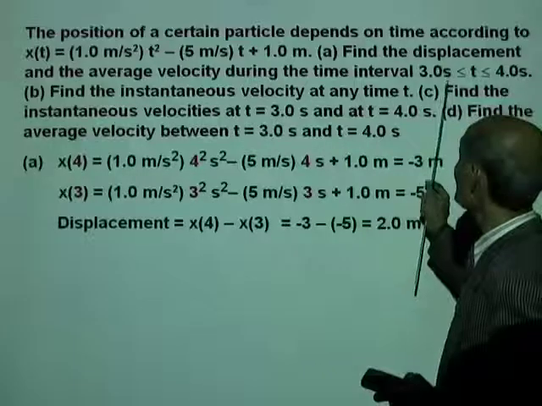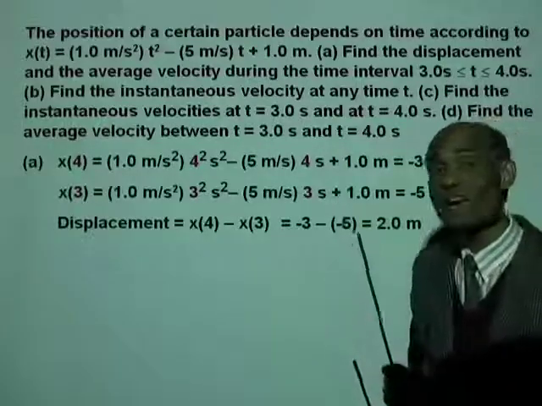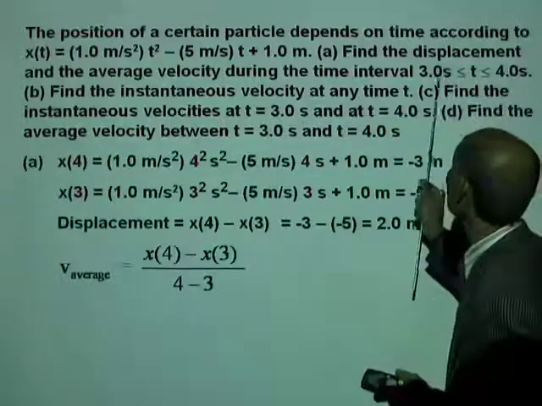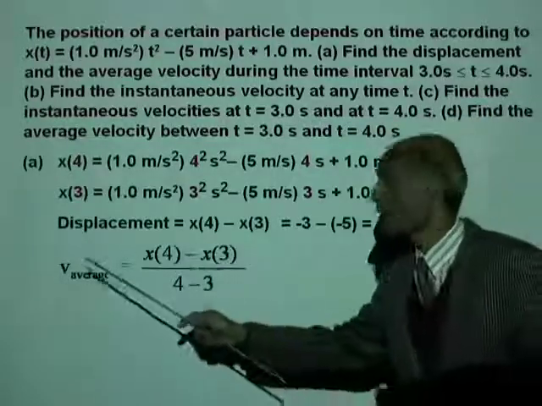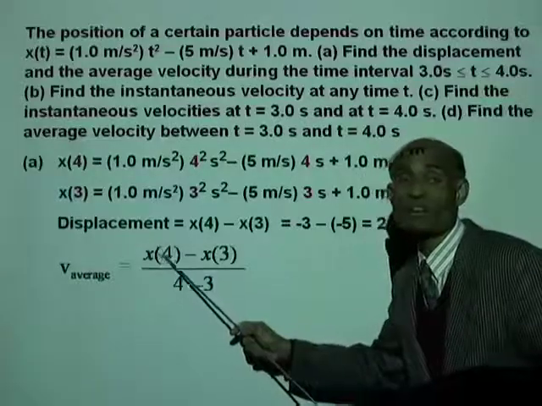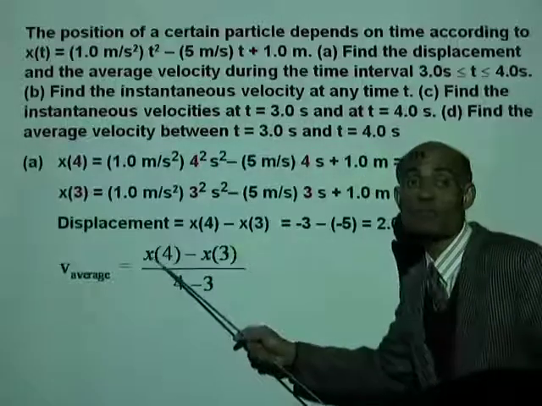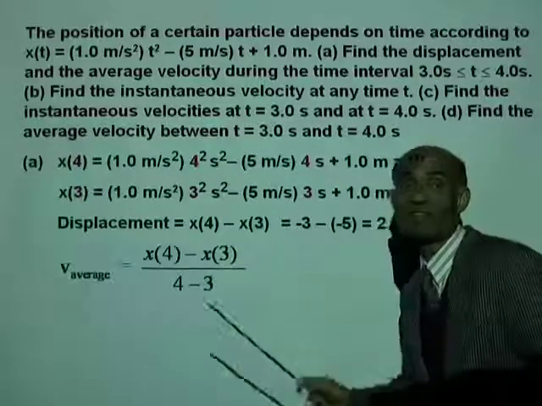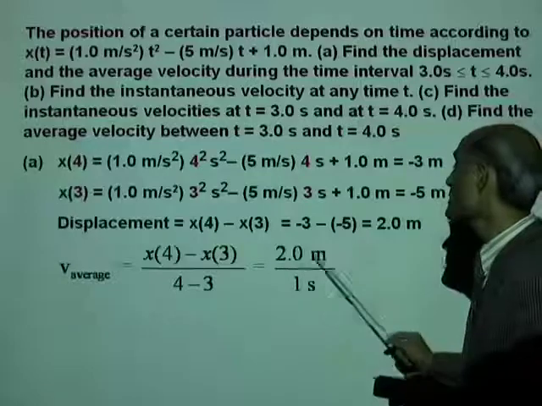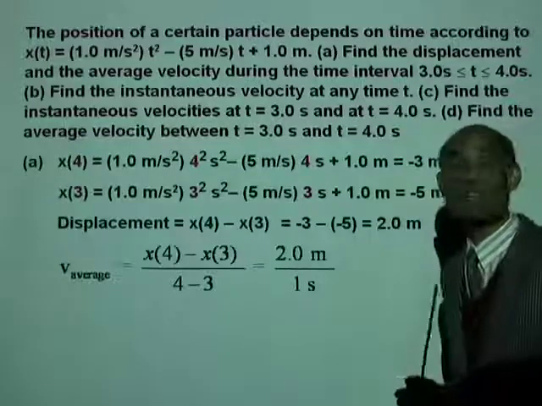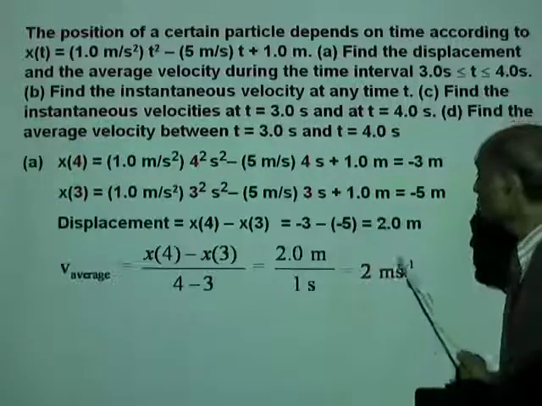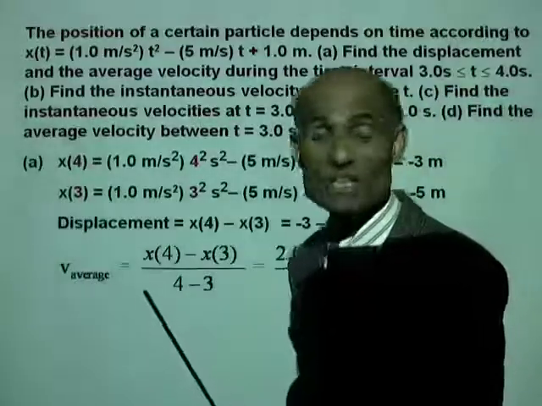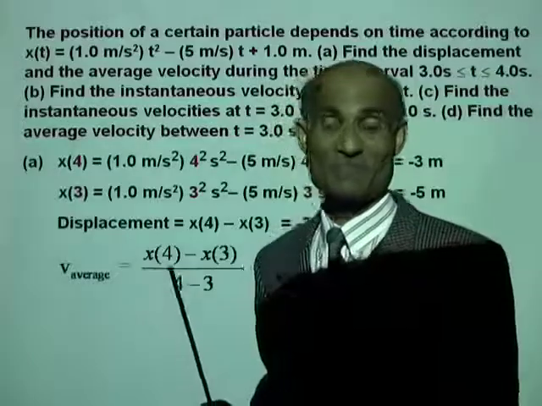And this displacement happened during what time interval? The time interval is 4 seconds minus 3 seconds. So average velocity is x of 4 minus x of 3, that is the displacement, delta x, divided by delta t. That will be 2 meter divided by 1 second. That is 2 meter per second. That is the average velocity during that interval.